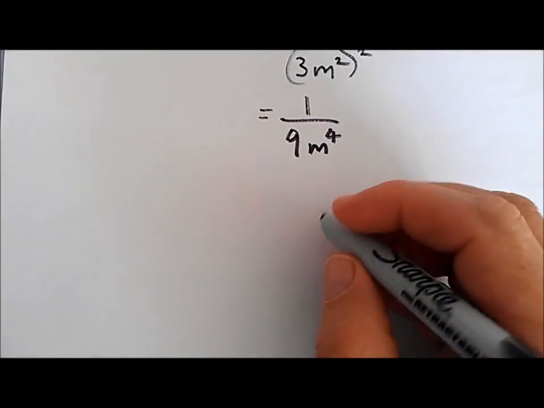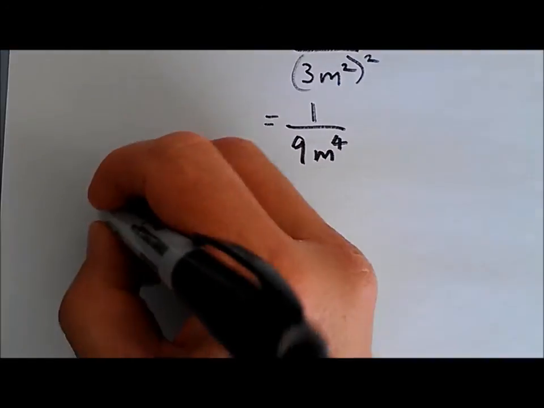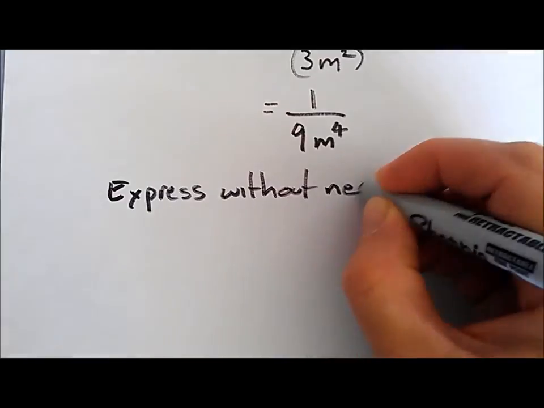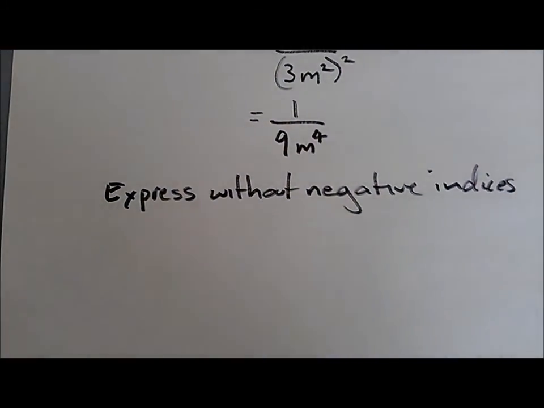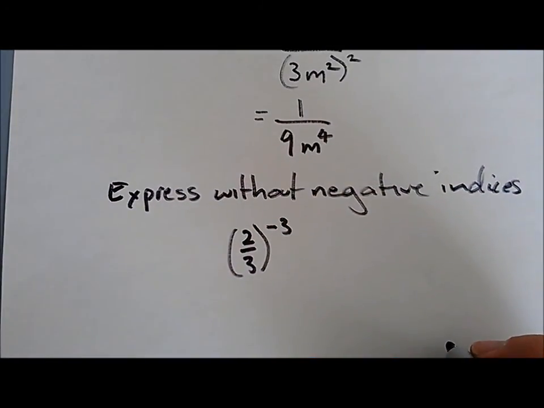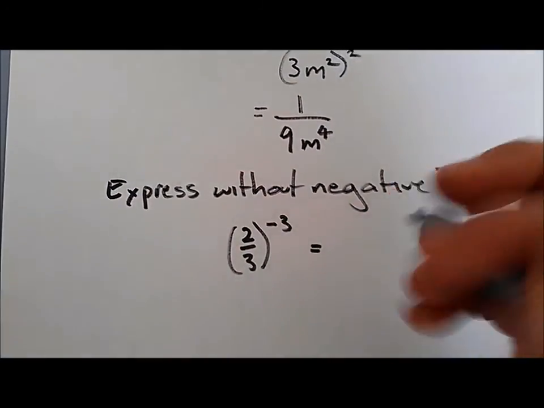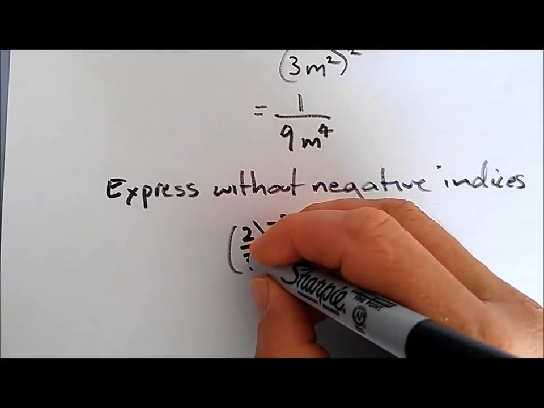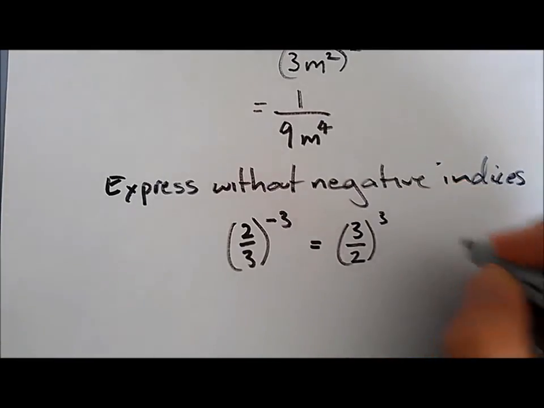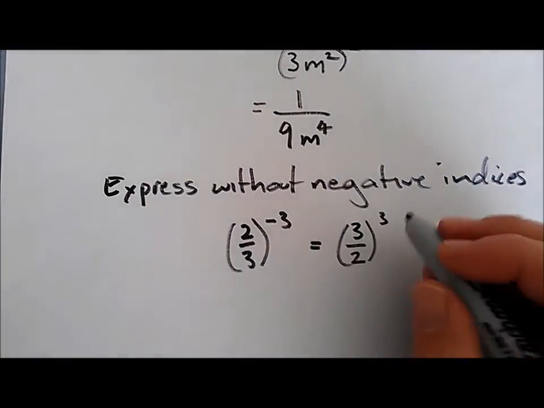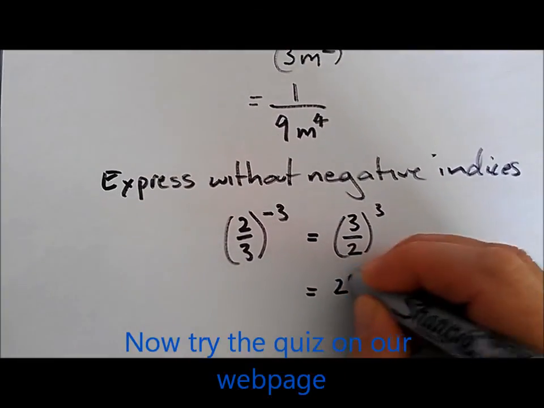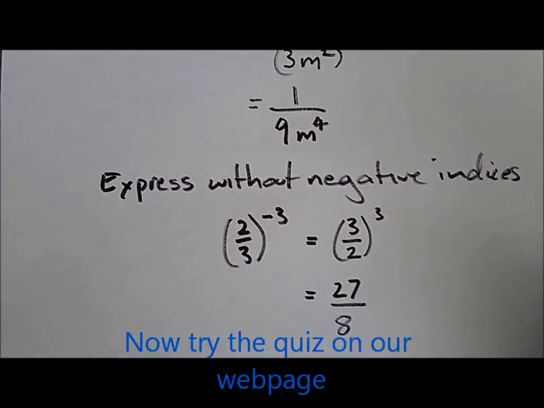Alternatively, if I have a fraction and I want to express it without a negative index, and I had 2/3 all to the negative 3, then when I press the button I change floors. The whole thing changing floors means they're both raised to the negative. I take the reciprocal, I flip it upside down, and then the button's gone, so I just have 3 over 2 to the power of 3. And then 3 cubed is 27, 2 cubed is 8, so I get 27 over 8.